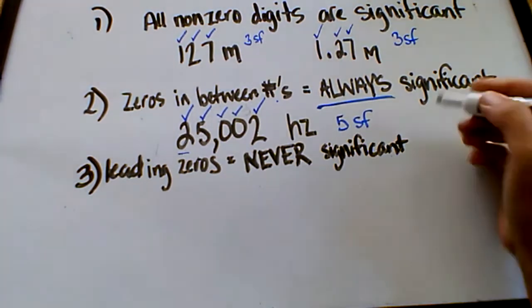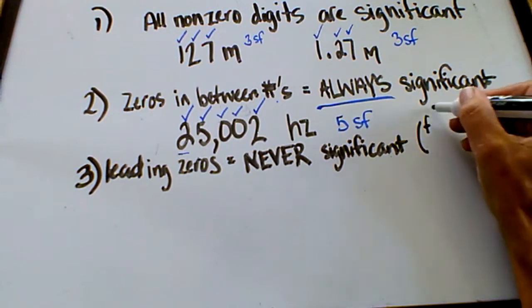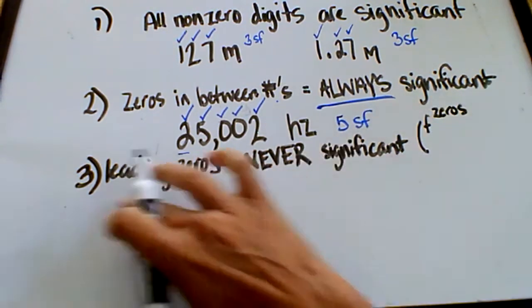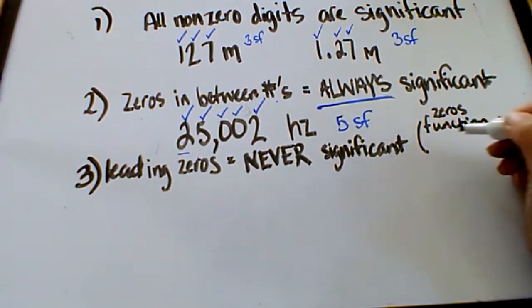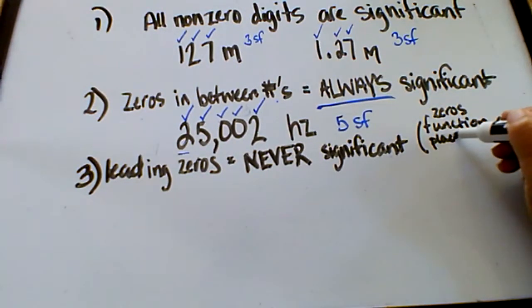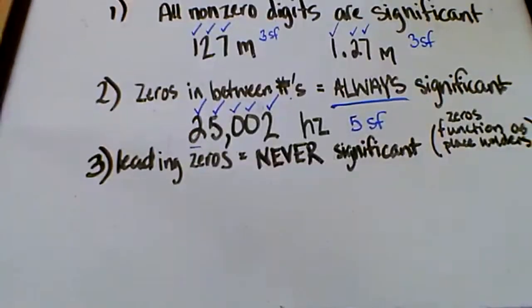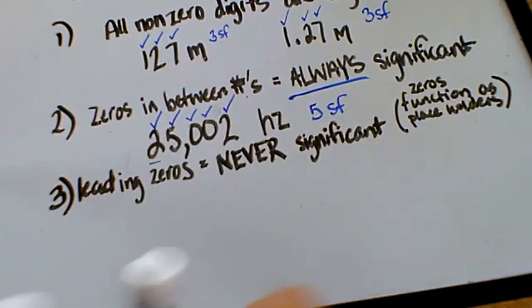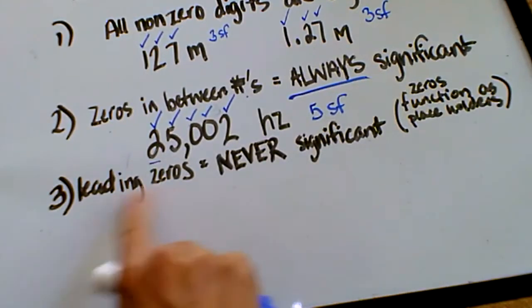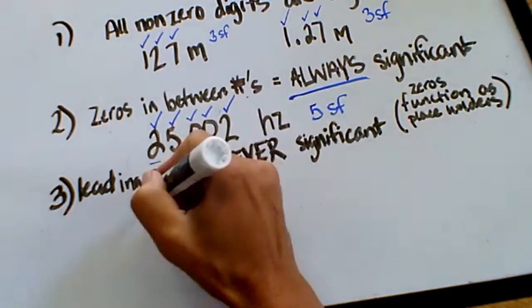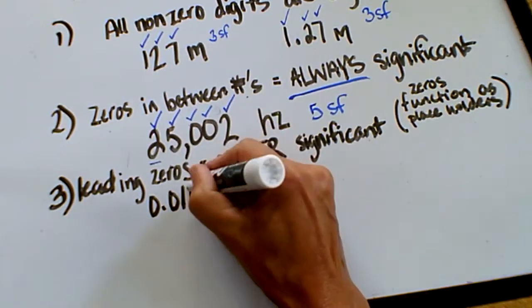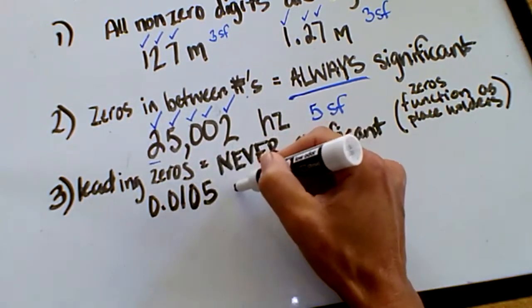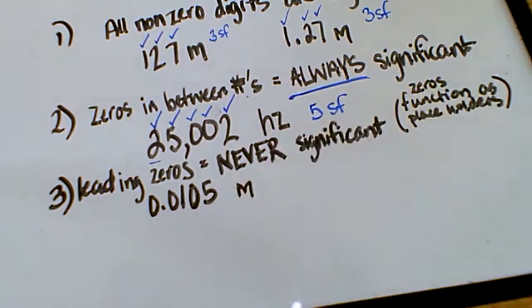All right. These zeros function as placeholders. Zeros that are leading function as placeholders. Okay, they function as placeholders. So I'm going to give an example. Obviously, I'm going to start my number off with zeros, right? I'll keep it simple, 0.010. Oh, no, yep, 0.5. And we'll make that meters, okay?